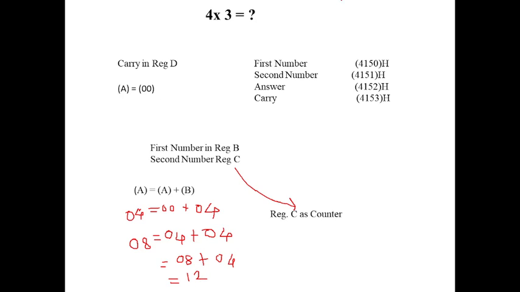So this is the result that we want, but this result is expressed in hexadecimal format at 4152H. And when we perform addition, we have to check carry. If carry is generated, we have to increment register D by 1. If carry is not generated, we keep the content of register D as it is. So we have to move that information through the accumulator to 4153H.